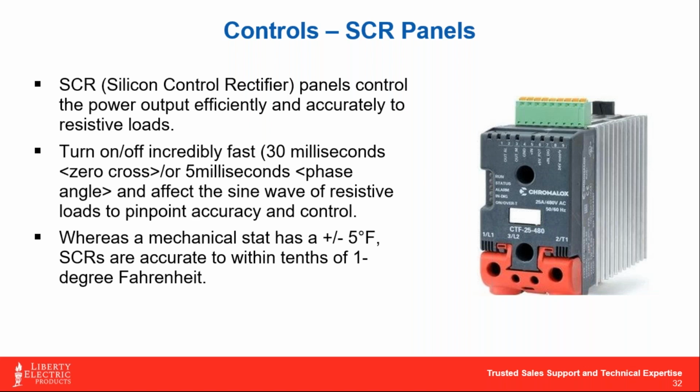SCRs typically turn on and off. Zero cross SCRs are 30 milliseconds, and then phase angles are 5 milliseconds. So that's an incredible rate of being able to adjust these.